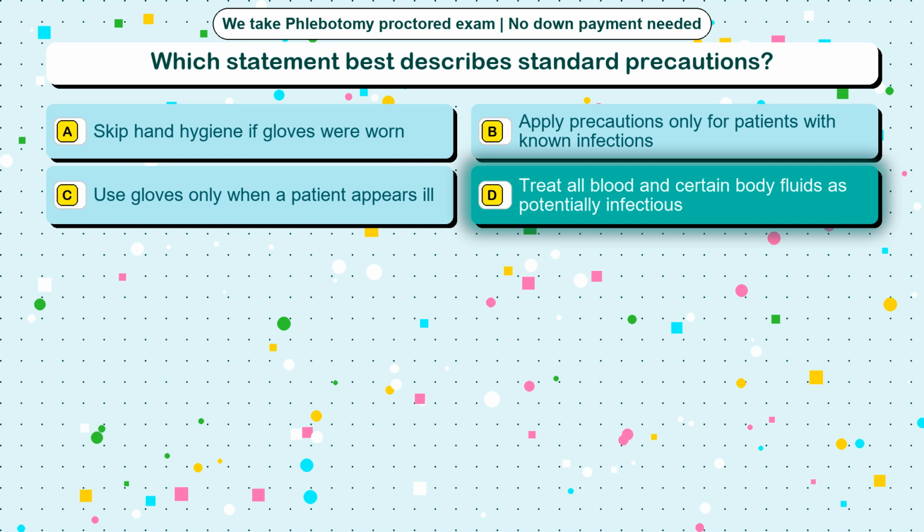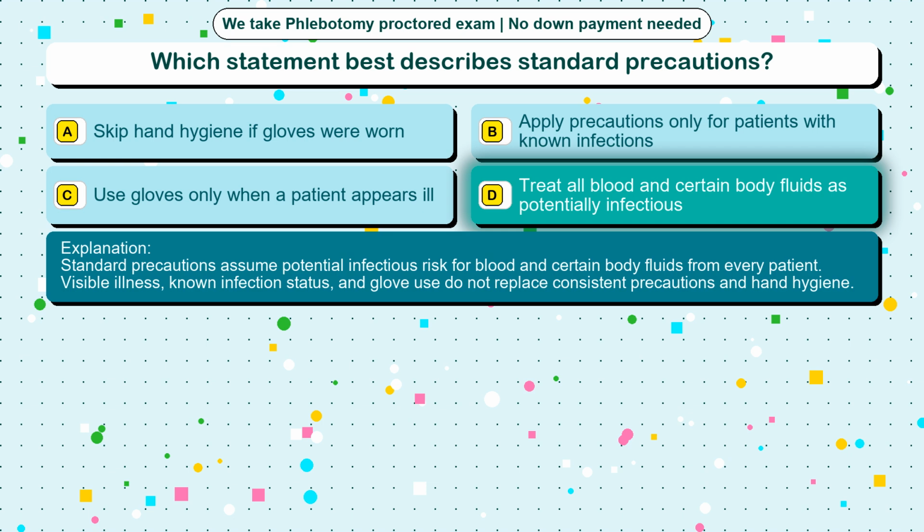Treat all blood and certain body fluids as potentially infectious. Standard precautions assume potential infectious risk for blood and certain body fluids from every patient. Visible illness, known infection status, and glove use do not replace consistent precautions and hand hygiene.